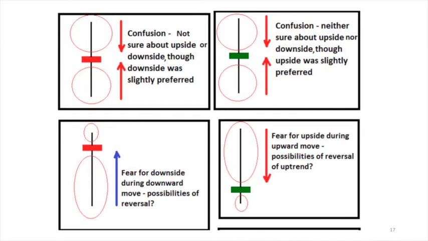And when you have this kind of signal, there's another confusion state, not sure about upside or downside, though upside is slightly preferred. It is slightly preferred because of the green candle, but it is still in the confusion state, because the upper shadow and lower shadow are still the same length. So this is called another doji.